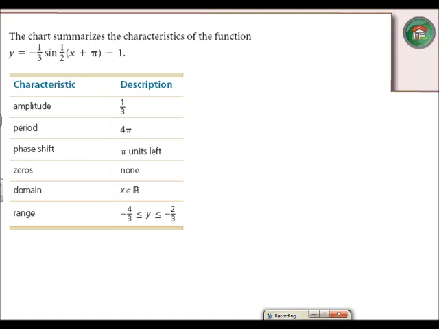Here's the summary of all of the characteristics of that graph. Amplitude, 1/3. Not -1/3. Amplitude's always positive. Period, 4 pi. We got that from the original 2 pi being divided by the b value, 1/2. Gives us our 4 pi. Pi units to the left, zeros none, domain, all real numbers, and our range. We got that from the graph. I'll be showing you a way of picking that off as well.